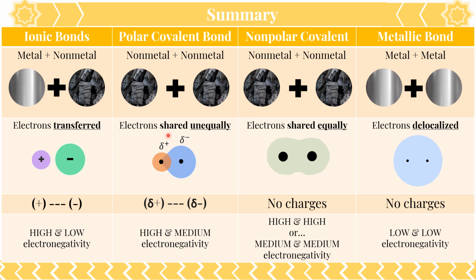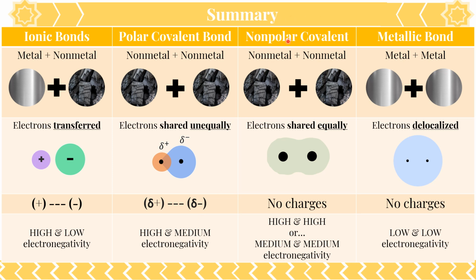The polar covalent bond and the nonpolar covalent bond both happen between nonmetals. In one case, electrons are shared unequally, and in the other case, electrons are shared equally. With the unequal example, we get a partial positive charge, a positive pole, if you will, hence the name polar. It's got poles, just like the Earth has poles, north and south. So partial positive and a partial negative charge. This happens when the nonmetal that has a high electronegativity bonds with one that has a medium-ish electronegativity. So there's some difference, but not a lot.